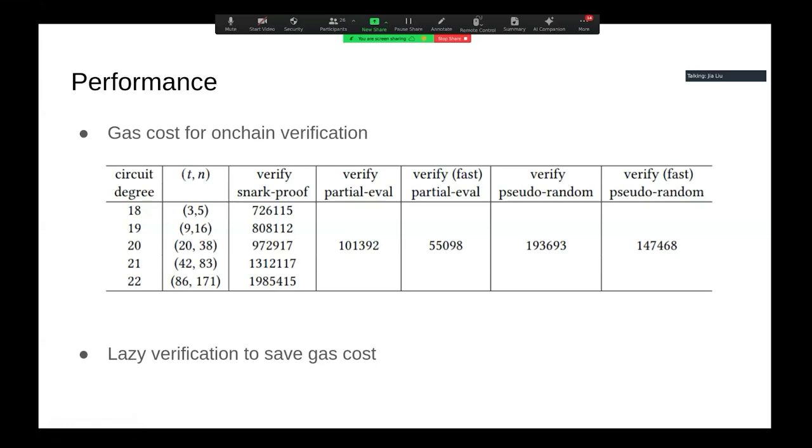If the verification fails, then the challenger will get rewarded, and the data owner will be punished. And if the verification succeeds, then the challenger will need to pay for the gas fee. After the challenging period, the data owner can get whatever is left back. So this is how we could reduce the operating cost when deploying this protocol on chain.